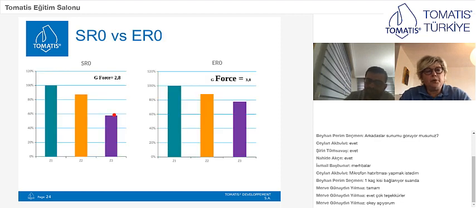And that's why I put here the SR0 program and the ER0 program. So if you look at the profiles of the programs, they're almost exactly the same, except for zone 3, where we have a little bit more stimulation in the ER0 program, which has a gating of 3.8 instead of 2.8 in the SR0. But the profiles are almost exactly the same.